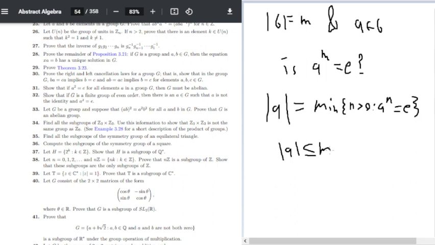Does the order of a divide m? I actually know the answer, but the question is more so, how do you prove it? Suppose the order of a equals n. So a to the n equals e.